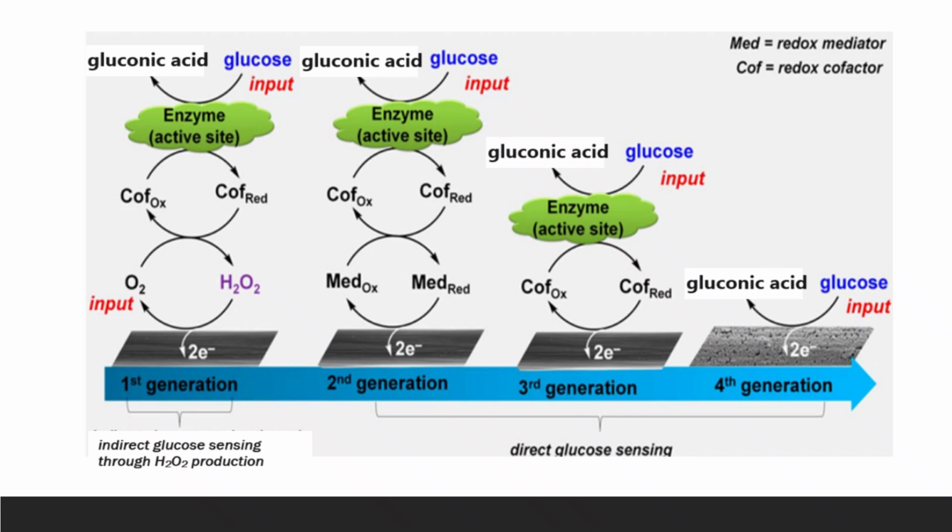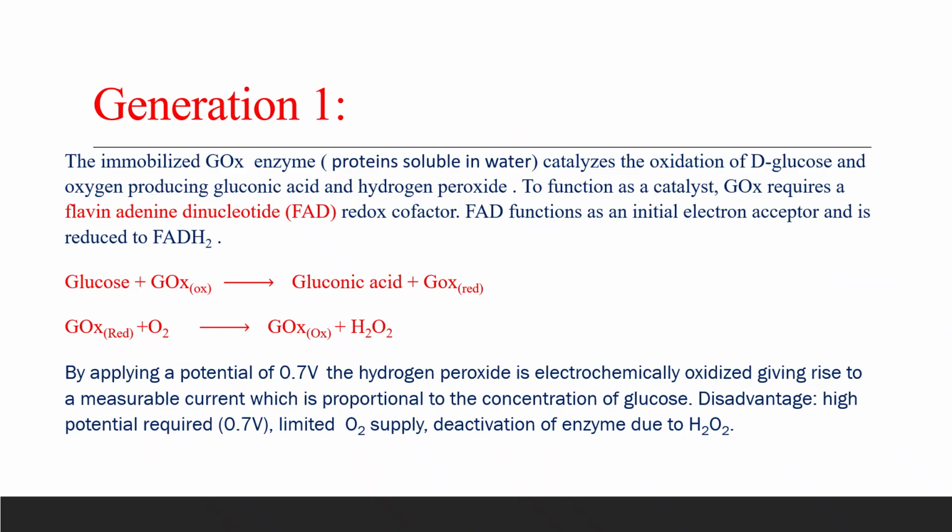I hope you have understood how this glucometer measures glucose in the blood. Whatever I have explained is given in theory form on this page. Anyhow, I'll read out certain important points. To function as a catalyst, GOX requires flavin adenine dinucleotide as a redox cofactor. So the redox cofactor added is flavin adenine dinucleotide.